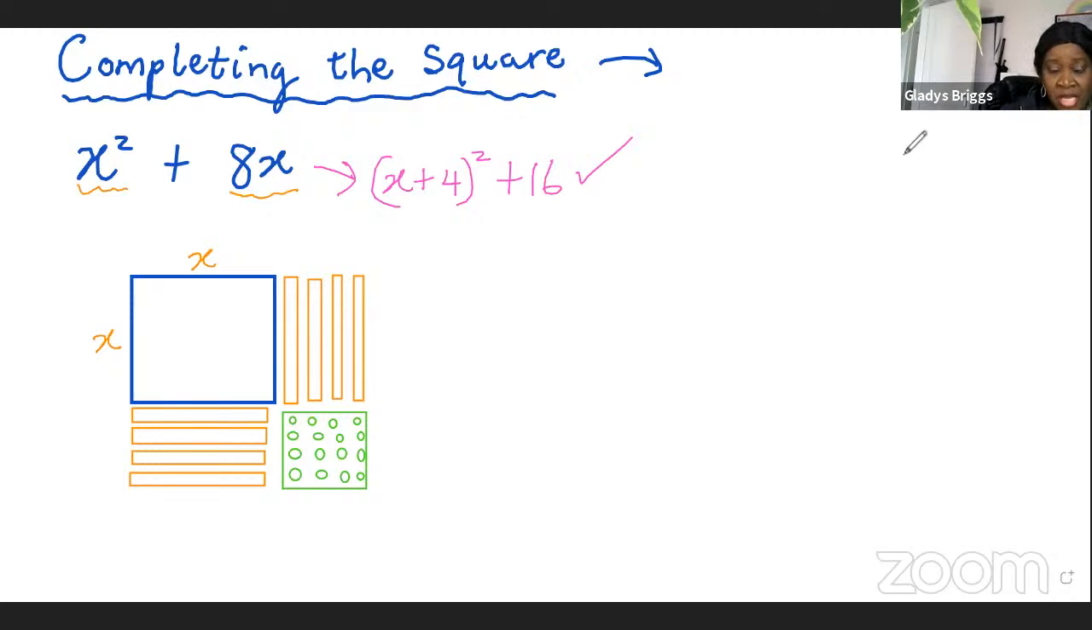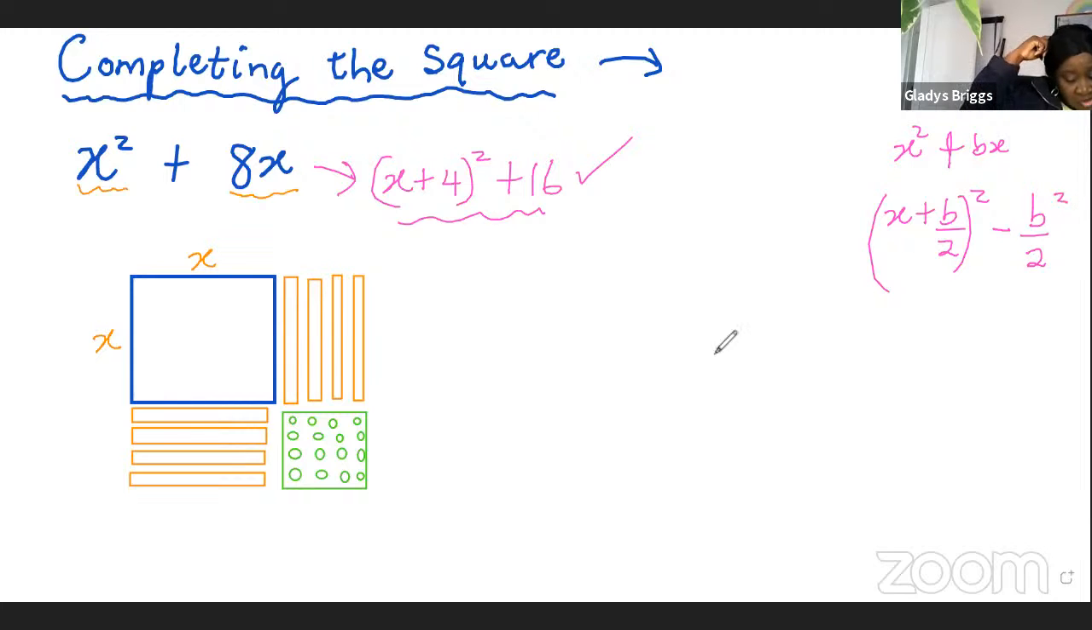If you have an expression of this type, x squared plus bx, which is similar to this one, then to write it in completed square form, you use this formula: x plus b over 2, squared, minus b over 2, squared. Remember, we divided the 8 by 2. We said 4 and 4 this side, and we did it 2 times, so we make it squared. So that's the formula that we are using. Put a little bracket here for me: b over 2 squared, so b squared over 2 squared.